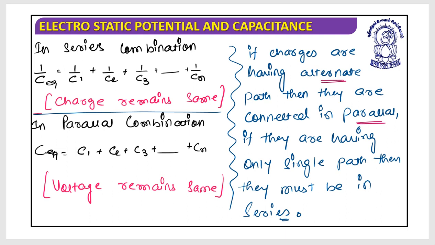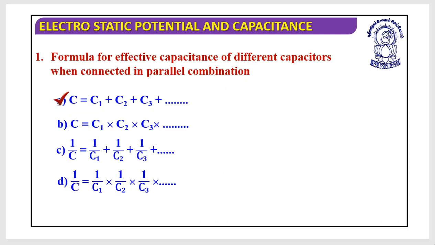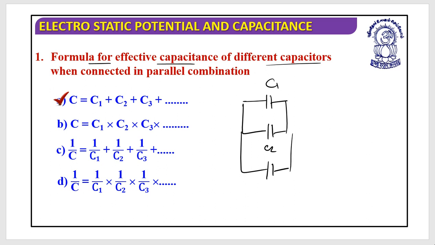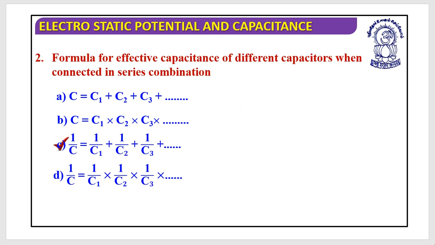So shall we move with the questions? Shall we? So let's look at this. What they ask is that you need to find out the formula for effective capacitance of different capacitors when connected in parallel combination. Circuit should look like this. It's a C1, it's a C2, it's a C3, and onwards. So the C equivalent would be equals to C1 plus C2 plus C3, that we know.